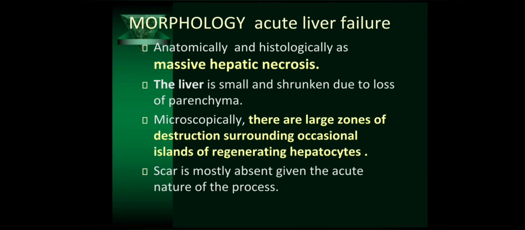What happens in acute liver failure? What is the morphology of liver failure? Anatomically and histologically, it presents as massive hepatic necrosis. I'll be discussing the patterns of necrosis in the liver. In liver failure, there will be massive hepatic necrosis. Necrosis means death of the cells. Mostly there will be outlines of the cells along with inflammation.